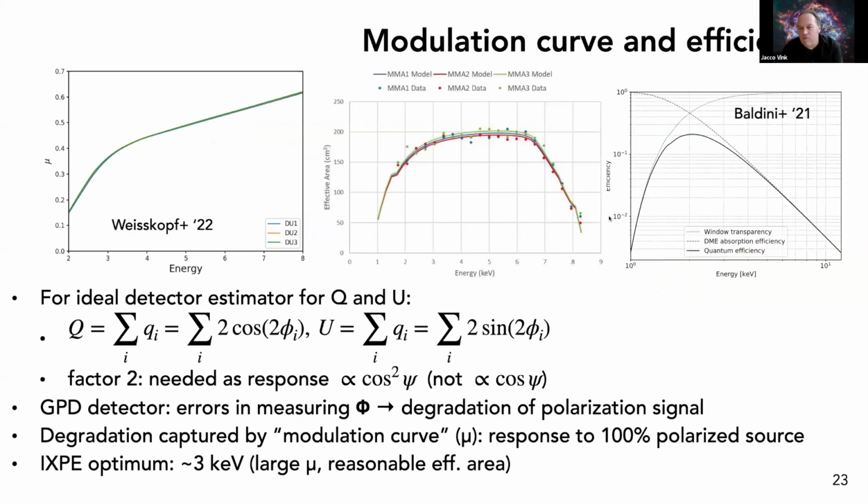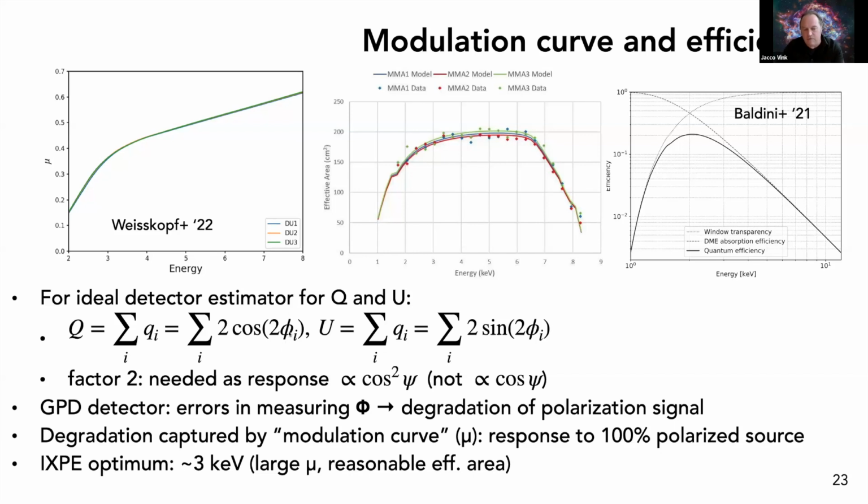So what we basically have is a photon list, and for every photon that is measured we have this direction phi, and we can create Q and U maps out of that by summing the cosine and sine of 2 times phi, with a factor 2. The factor 2 is there because it's cosine squared distributed, and this corrects for the fact that it's not really the electric vector that you measure, but the photoelectron direction.